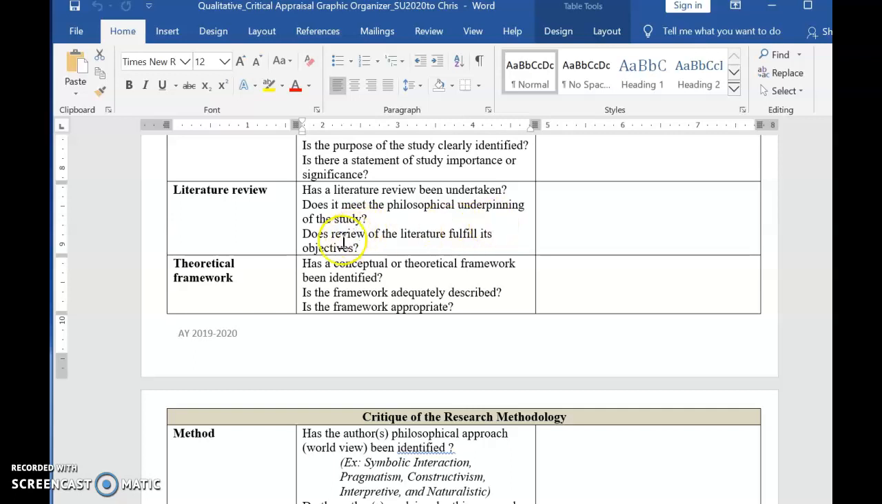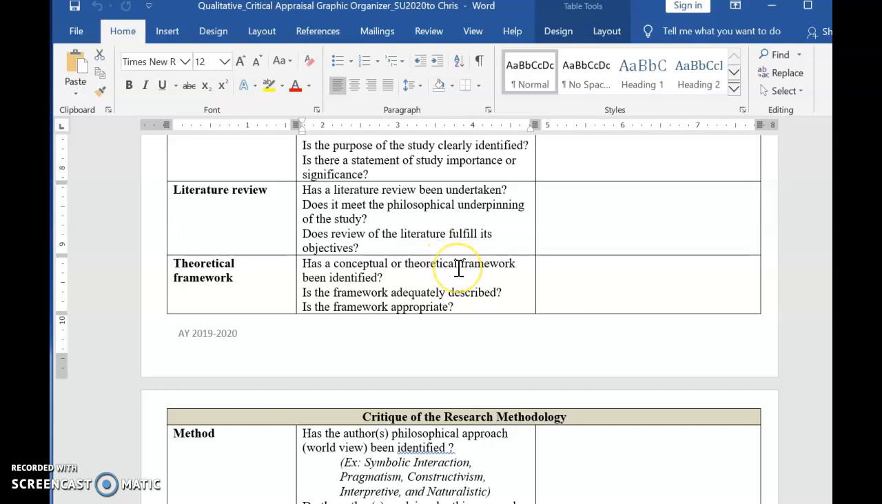So the question here is, does the review of the literature fulfill its objectives? In other words, this question is asking, does the literature that's discussed by the researchers give you enough information to let you know what is the problem, what's the knowledge that we know, what knowledge do we need, and what's the knowledge gap? So you're just evaluating the article and how they present their information to make sure that you can tell that the literature review fulfilled its objectives.